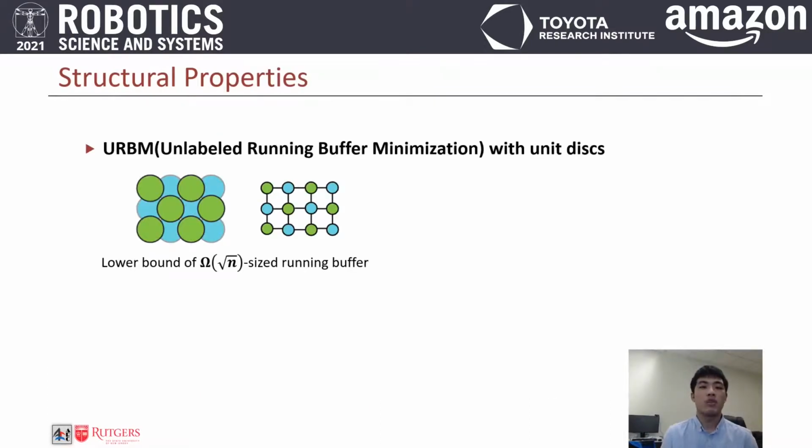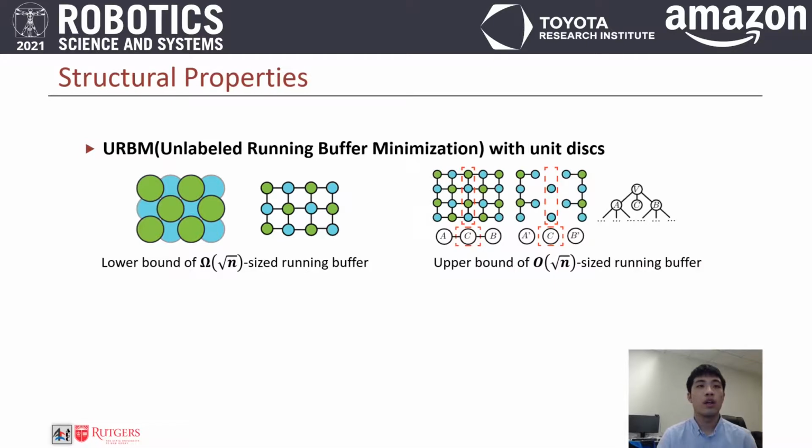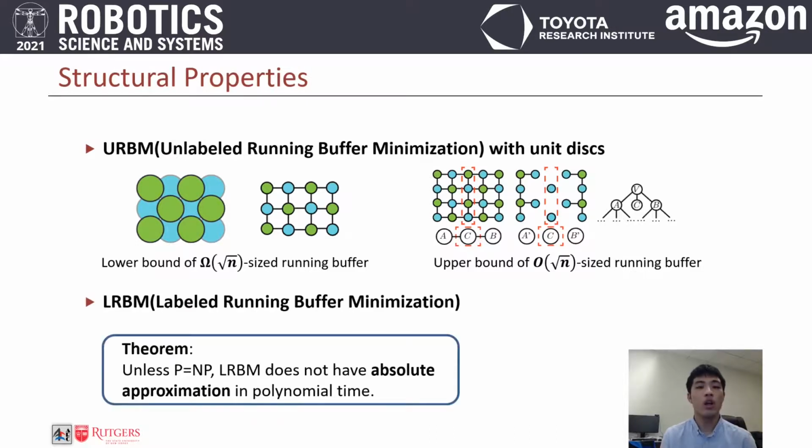For the unlabeled disk scenario, through careful constructions and analysis, we proved that the running buffer size is lower bounded by omega square root of n. And we also provide an algorithm that delivers a matching upper bound. For the labeled case, we proved that it is hard to even compute an absolute approximation for the running buffer problem.